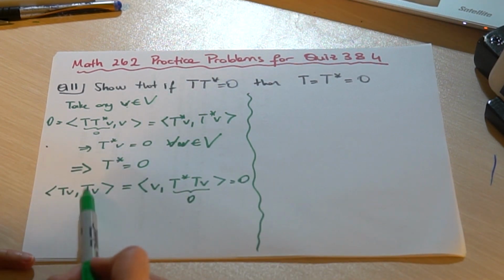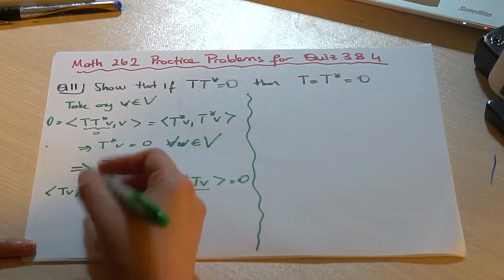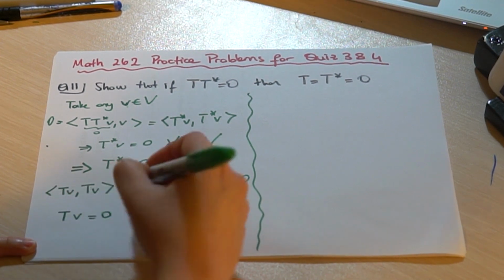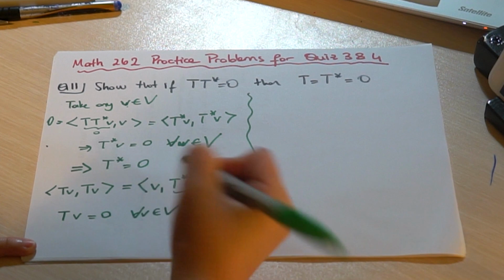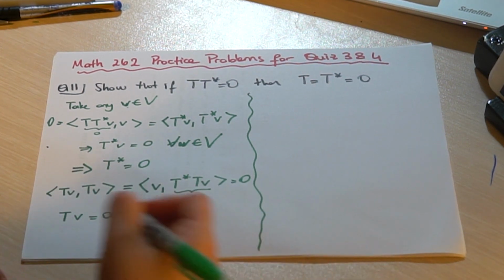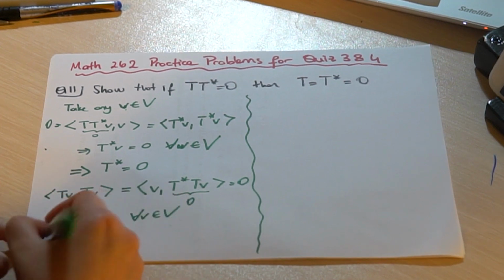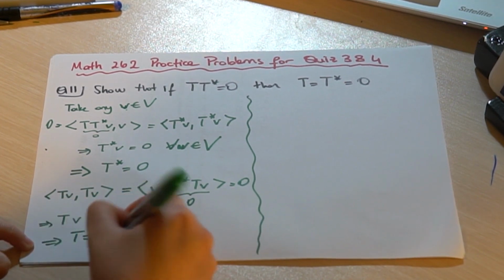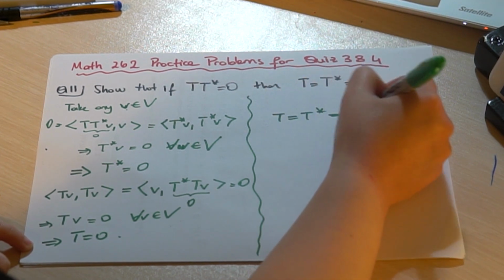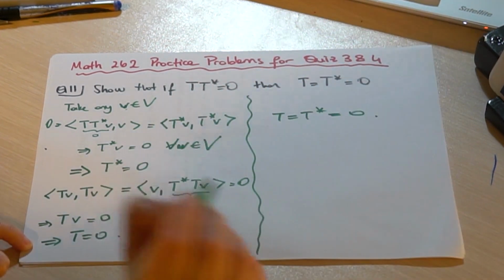So now we have again Tv is equal to 0. Tv is equal to 0 for every v. Still, our v's are arbitrary, so this is true for every v. So T is equal to 0. So we find that T is equal to T adjoint and this is equal to the 0 operator.